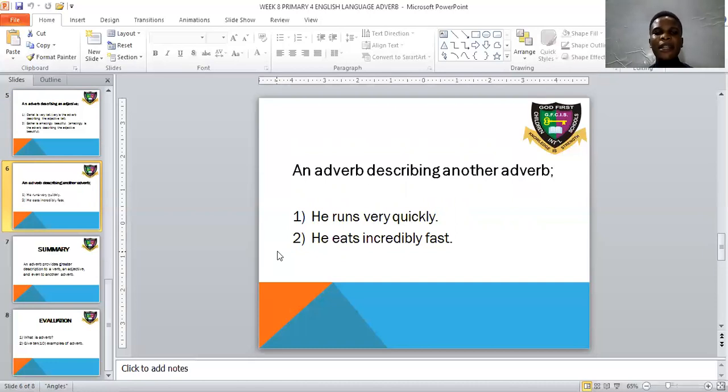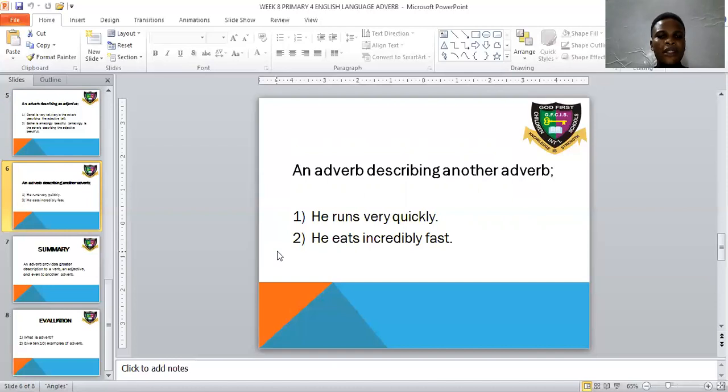He eats incredibly fast. How does he eat? He rushes his food within 5 minutes or within 2 minutes. He has finished a bowl of eba. That's how quickly, how fast he can eat. He eats fast. Fast is an adverb. Isn't it? Fast is an adverb. Now adding incredibly to it is another adverb describing how fast he can eat. He eats incredibly fast. Those are two adverbs, isn't it? So incredibly is an adverb describing another adverb, fast.